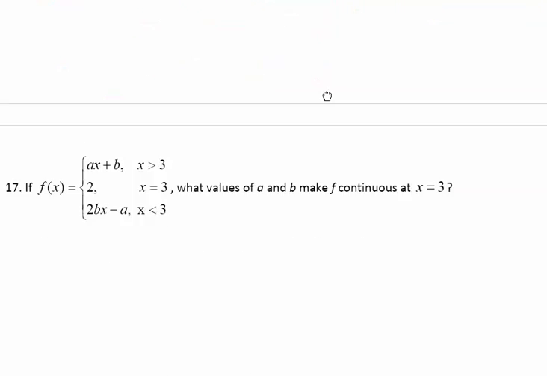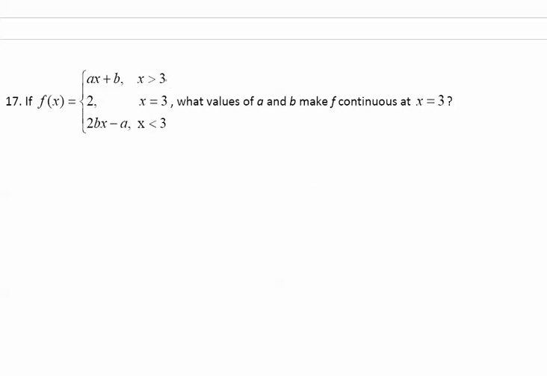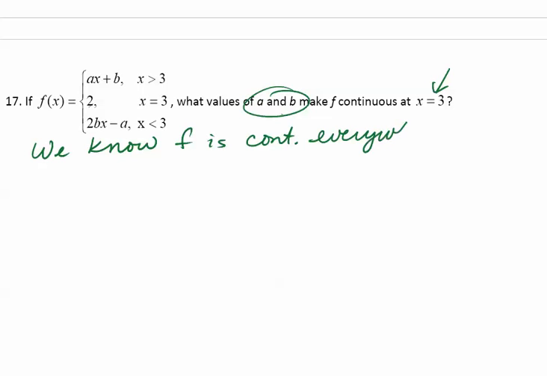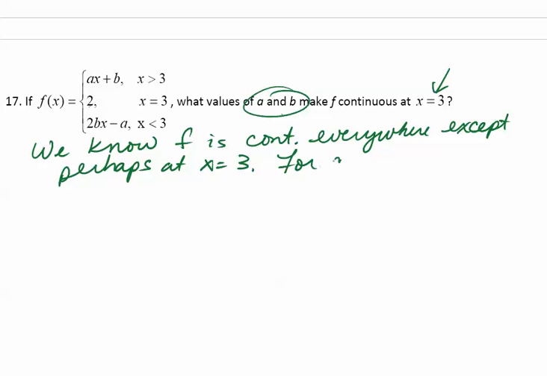All right, let's see. I think we got another one here that has 3 separate pieces. What values of a and b would make this continuous at x equals 3? Well, again, look, these are linear functions, and 2 is a horizontal function. So we know that f is continuous everywhere except perhaps at the connecting point, at x equals 3. So for continuity, we need to use our definition of continuity.